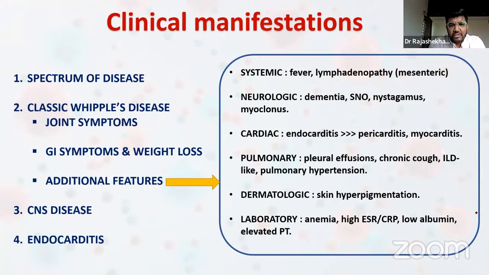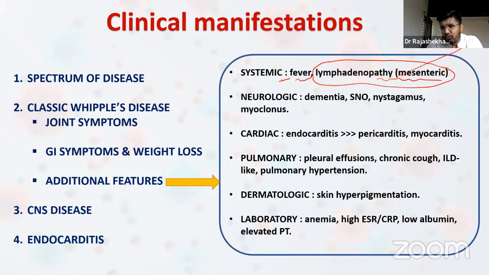There are some additional features. Systemic features can be present, like fever, and lymphadenopathy, like mesenteric lymphadenopathy, with enlarged aortic lymph nodes. This is very, very common. So many patients present with chronic diarrhea and joint symptoms. On CT you may see mesenteric lymphadenopathy, although without any necrosis. They are reactive lymph nodes. The neurological manifestations, which we can discuss later in detail, are very commonly associated with dementia, supranuclear ophthalmoplegia, nystagmus, and myoclonus. The cardiac manifestations are also very common.